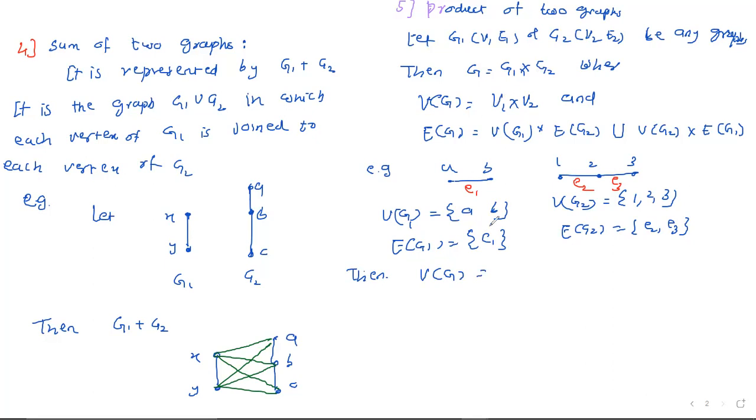We have the vertex set, so we form new vertices by combining them. So A1, A2, A3. This is one vertex, A comma 1. This is not an edge, this is a vertex. A comma 2, A comma 3, B comma 1, B comma 2, B comma 3. So this is the vertex set.